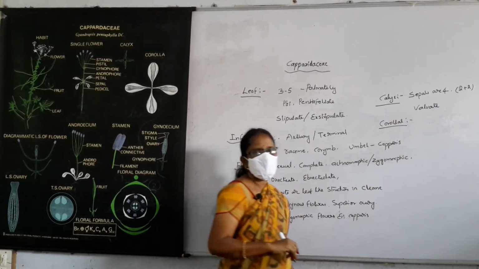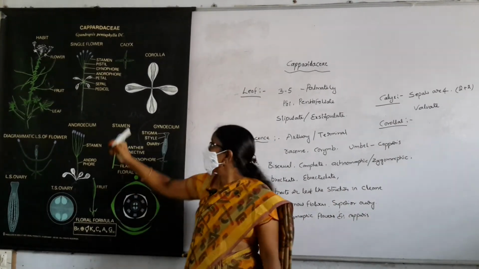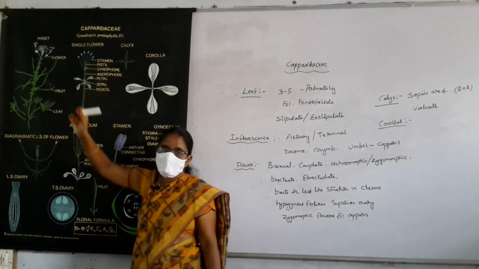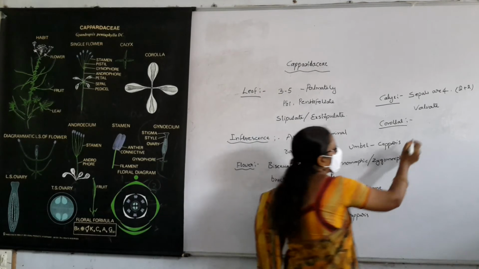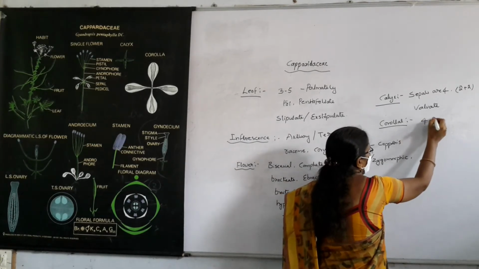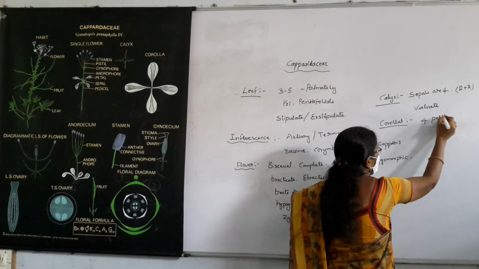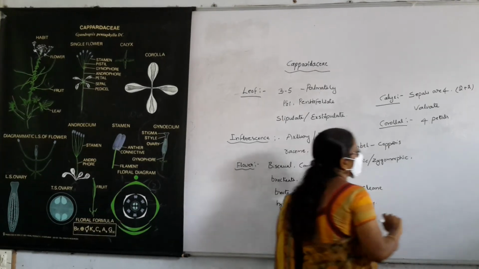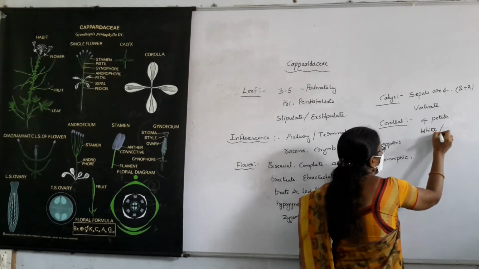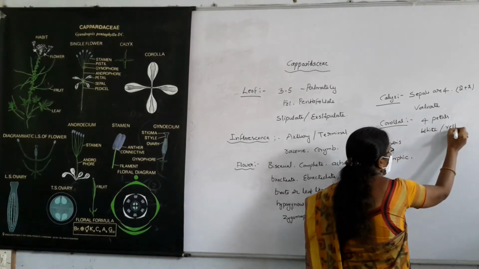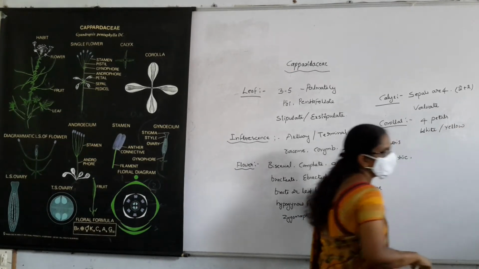Calyx. Normally the sepals are green color. And next one, corolla. The corolla consists of 4 petals. These petals are white color or yellow color.